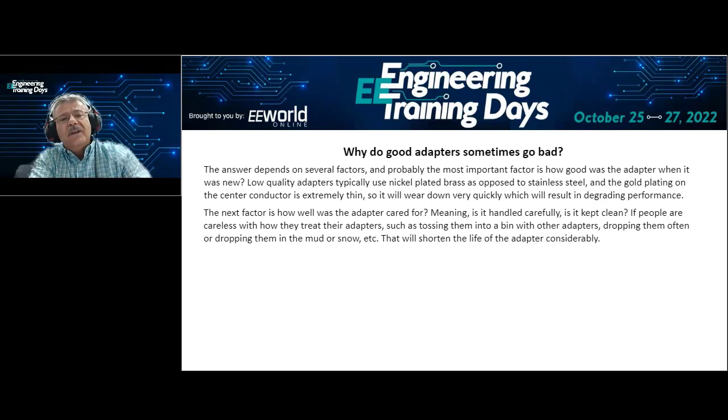And then how well was it cared for? Was it kept clean? Was it mishandled? Was it dropped? You're out in the field, you drop it in the mud, you pick it up, you blow the mud out of it. That's probably not going to help the life of your adapter, and it's not going to help you when you're trying to get some decent measurements.